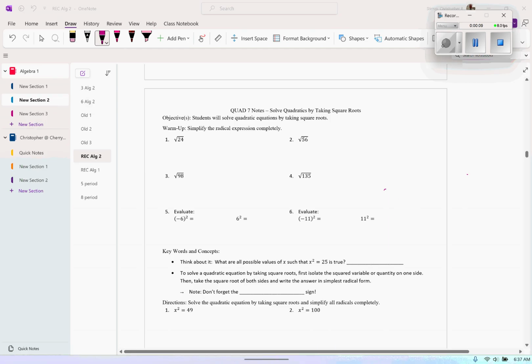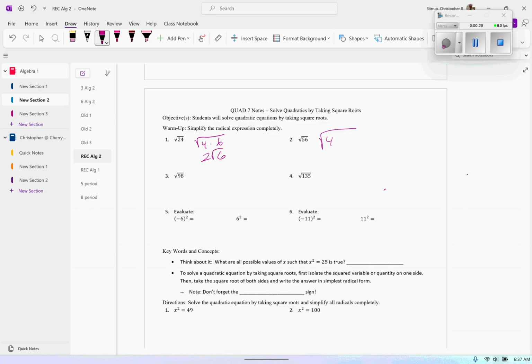So the first ones we want to warm up with is we want to break these down. I know that 24, the biggest perfect square is 4, so that's going to come out to 2 root 6. 56, I believe 4 is also going to work. 4 times 14, so I'm going to get 2 root 14 there. Root 98 breaks down to 49 times 2, which is 7 root 2.